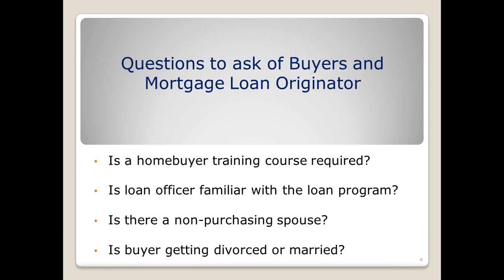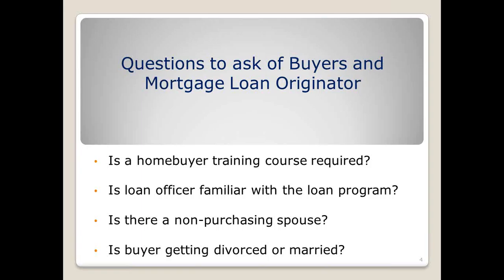Is there a non-purchasing spouse? I think that gets forgotten about many times. If the other spouse is not purchasing the house, not going to be in the loan for whatever reason, that needs to be known up front with the lender so that we can advise them how to proceed, as well as they're going to have to be at closing to waive dower.